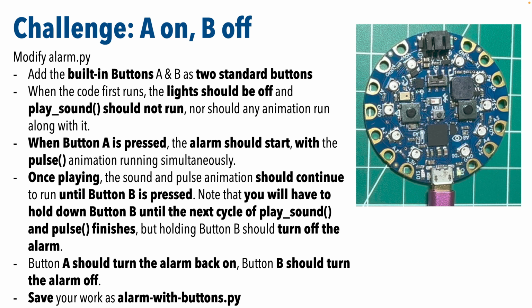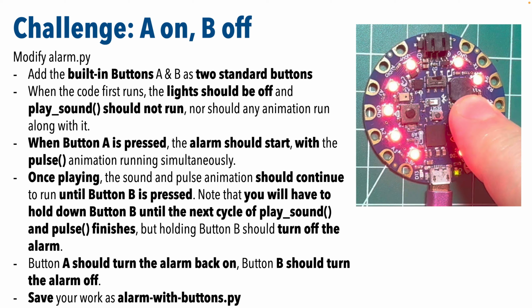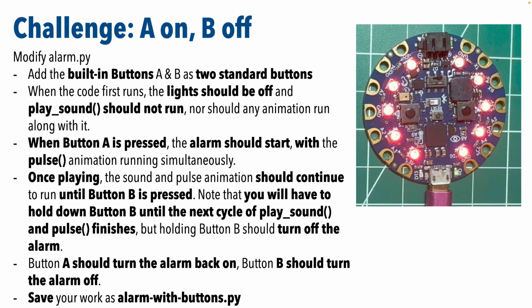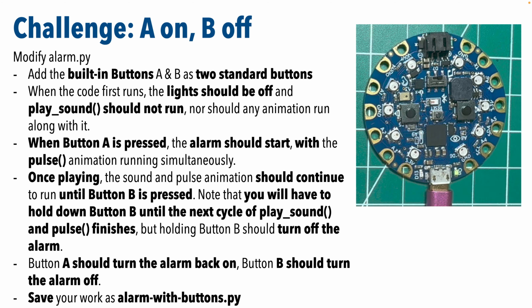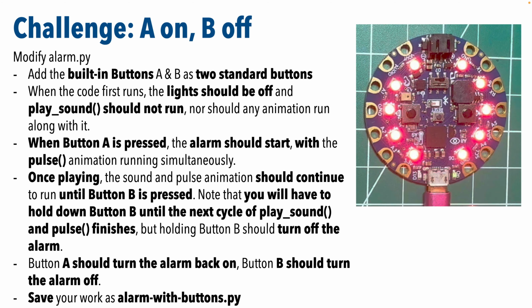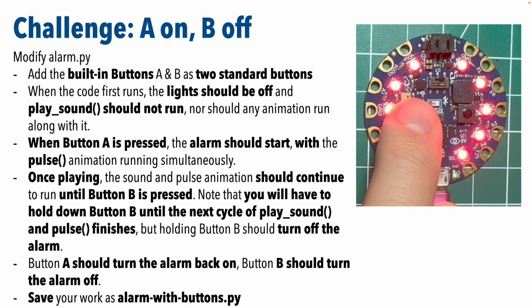That will continue. When you're done, save this as alarm-with-buttons.py, and this video will show you how it should work. Now notice I held my finger down on the button, but it eventually turned off. I'll hold my finger down again, and it turns off.